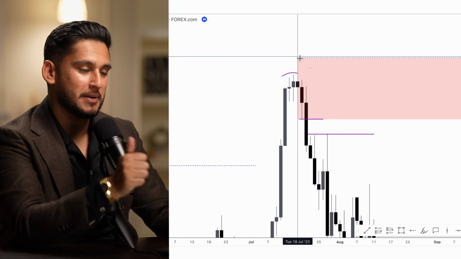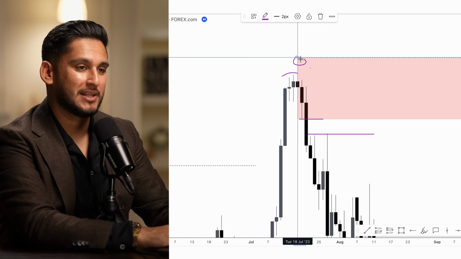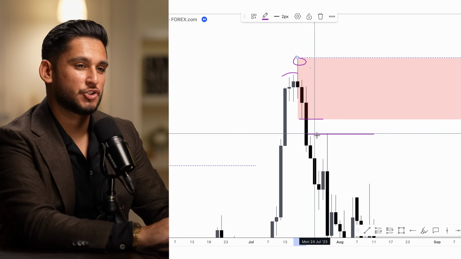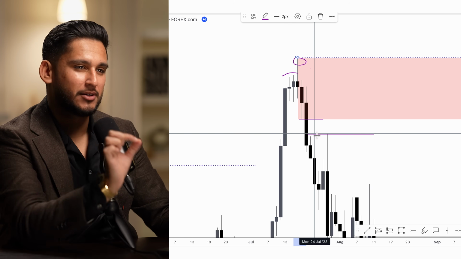And therefore, we pair everything together. We have a supply zone that made a lower low. We have an inducement to control intent. And we have bearish imbalance to show us confirmed intent. So now we have found a quality zone.